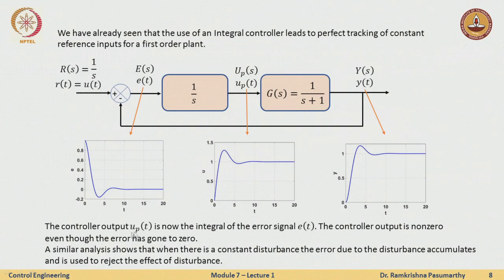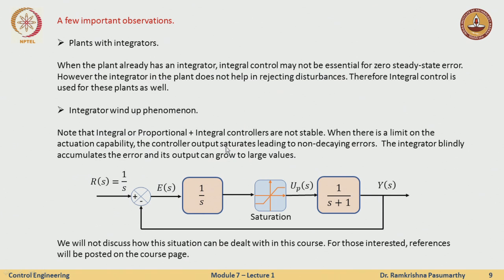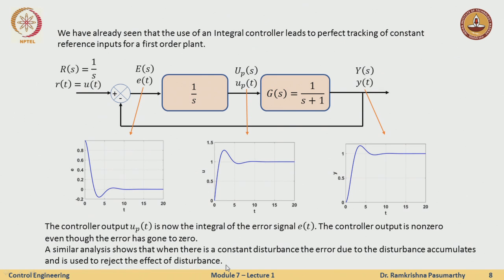So, the controller input is now the integral of the error signal, right? And when I do this, what I also observe is the controller output is non-zero. It's always non-zero. There are some points here where the error goes to 0, but the control input is non-zero even though the error has gone to 0, right.